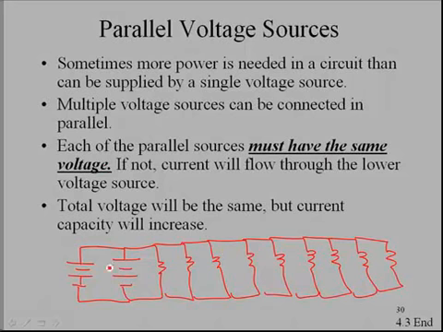Now, if you're going to do this, it must have the same voltage. So if this is a common battery, 1.5 volts is a common size. Let's say we have another 1.5 volt source here. This will not be a problem. The source voltage will continue to be 1.5 volts. It's just that you'll have additional current to supply the needs of all of these components. Total voltage will be the same, but the current capacity will increase.